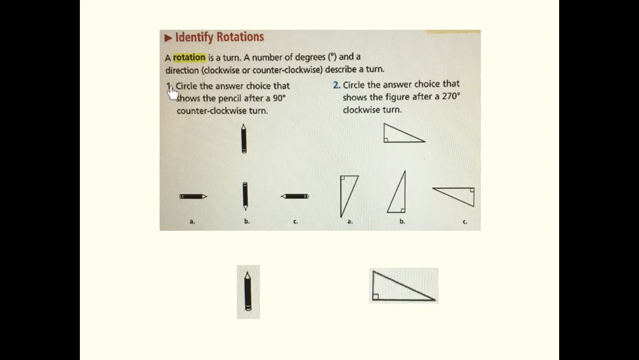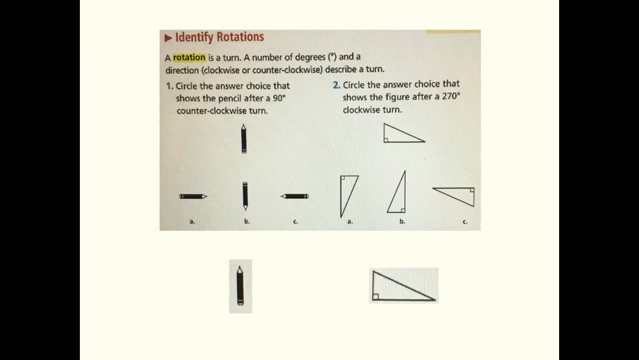So in number 1, they need us to circle the answer choice that shows the pencil after a 90 degrees counterclockwise turn. So 90 degrees would just be one rotation, and counterclockwise would be against the clock. So here, as you can see, I have the pencil as what it would look like as its original shape, which it shows us there up top.